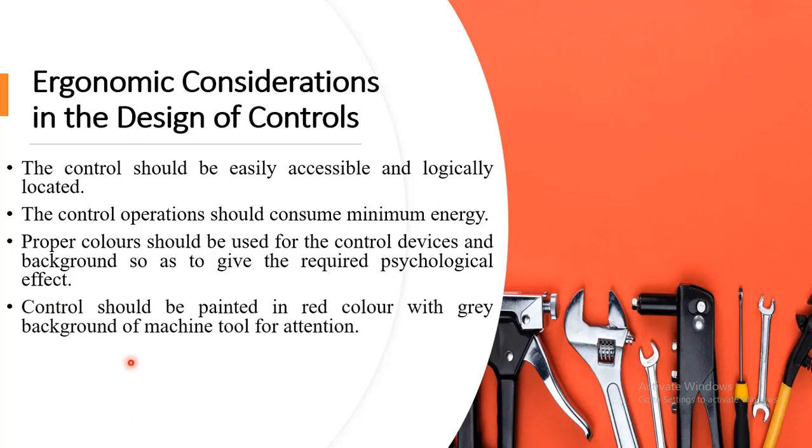For example, the control should be painted with a red color, in a red color with gray background of machine tool for attention. Means it should catch the attention of the worker who is working on that particular machine. So this is one of the examples that has been given, that control should be painted in a red color with gray background of machine tool for attention.